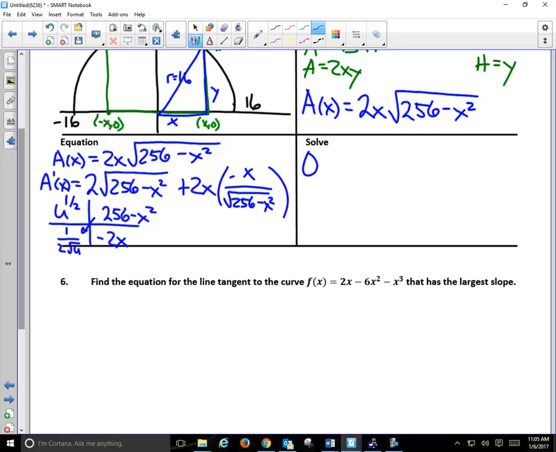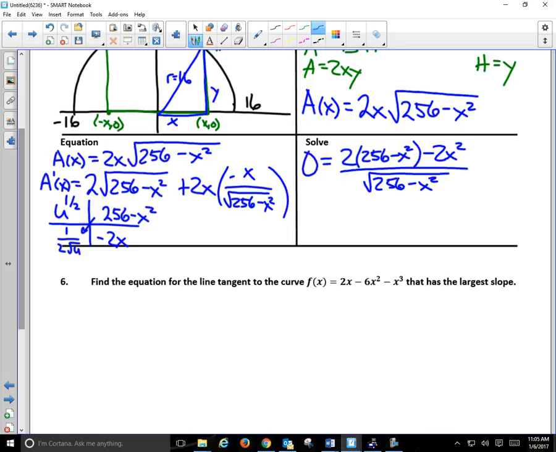So what I'm going to do is set this equal to 0, and I'm going to find common denominators. What do I have to multiply top and bottom by if I find common denominators? Yeah, I multiply by the square root of 256 minus x squared. So if I do that over here, I get 2 times the quantity 256 minus x squared. What does the numerator come out to be here? Minus 2x squared all over root of 256 minus x squared. So I found my common denominators. I created one fraction.